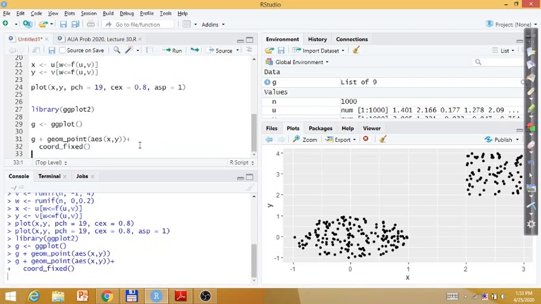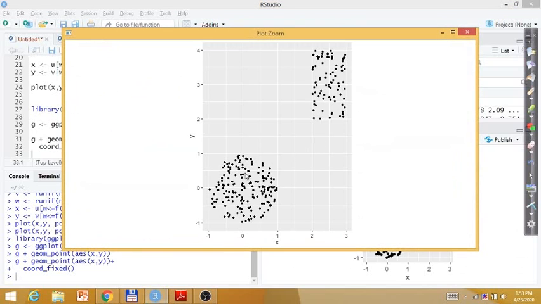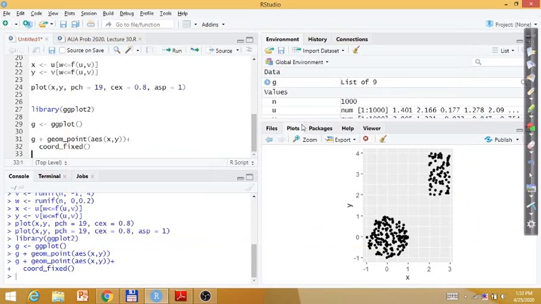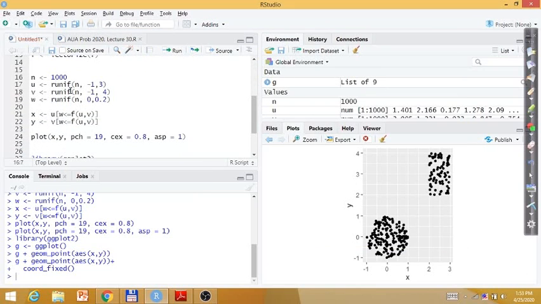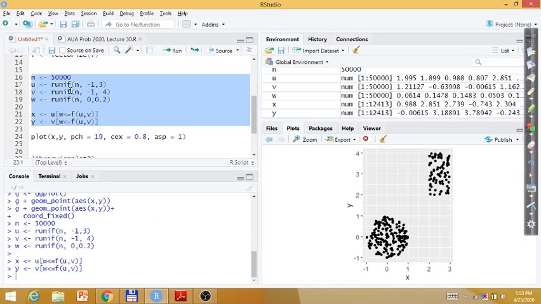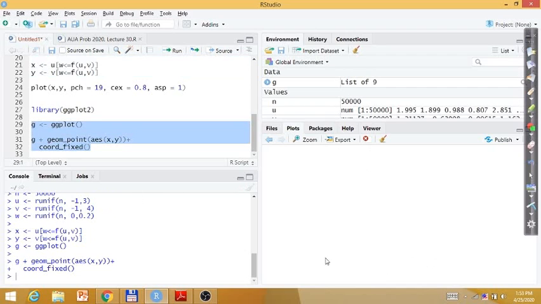So I'm fixing coordinates. So this is that graph of points. Now if I increase the number, so what I'm doing, I'm taking 50,000 points. I'm running this portion. I will draw with ggplot. So I'm running this. So in this case, out of that 50,000, only 12,000 are satisfying that condition. Now I will run this and see the picture.